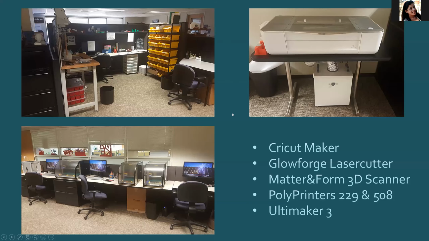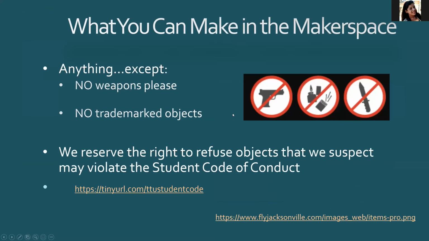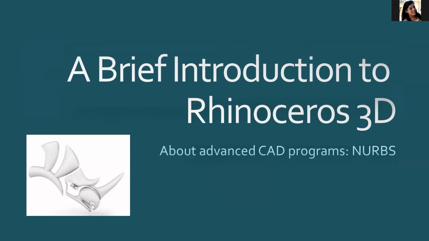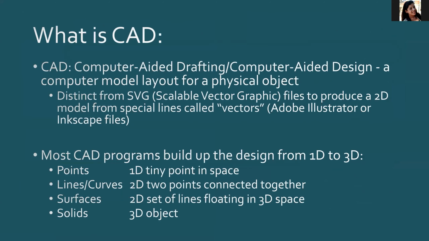Okay, so let's get back to this. So, what can you make? You can make anything, nothing that looks like weapons or trademarked objects. We follow the student code of conduct. It's pretty standard. All right, so what is CAD?